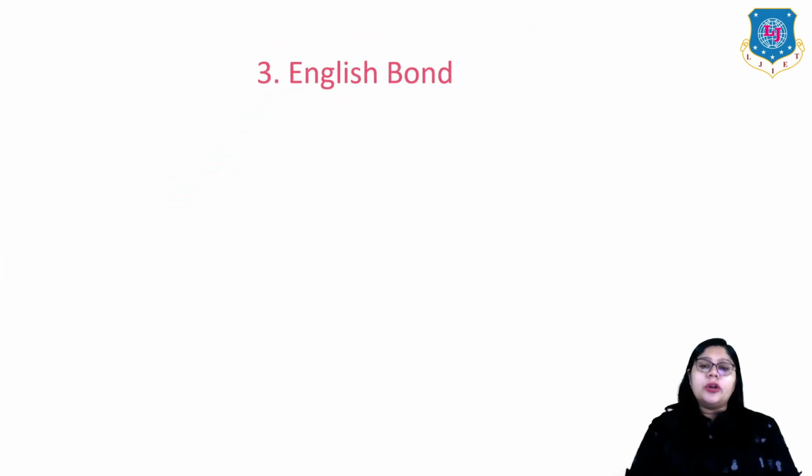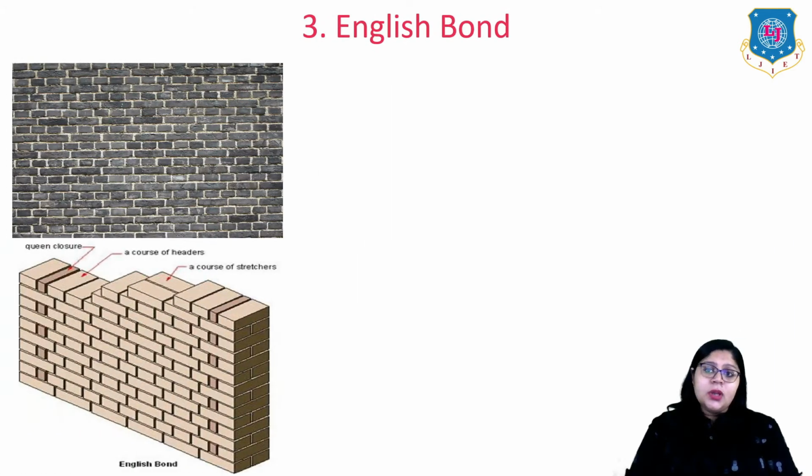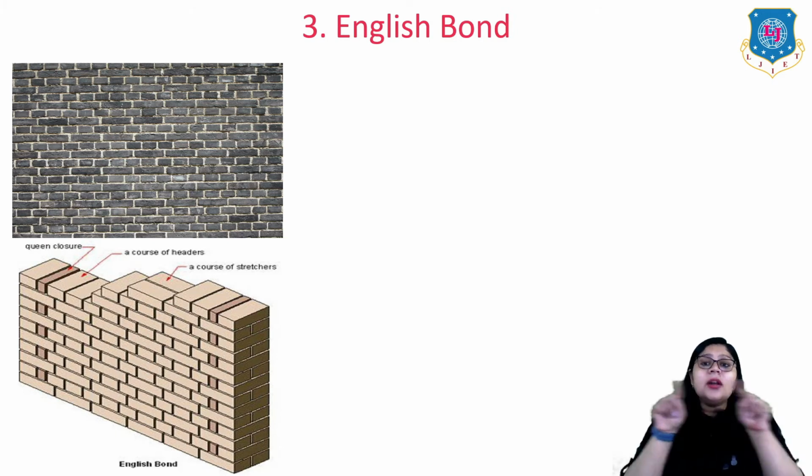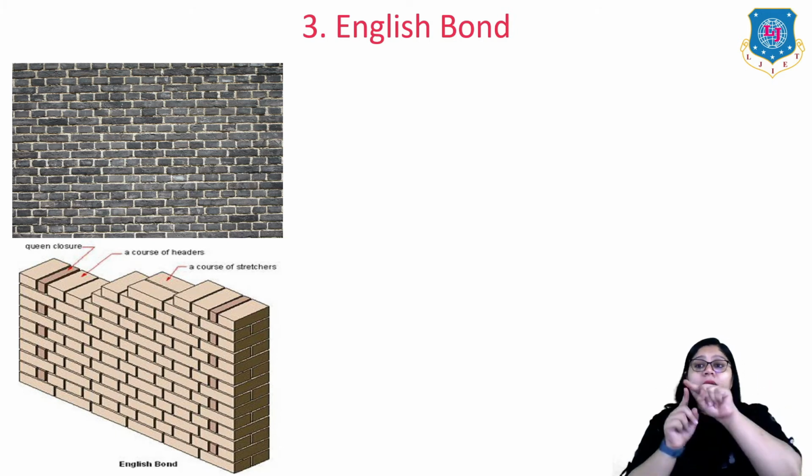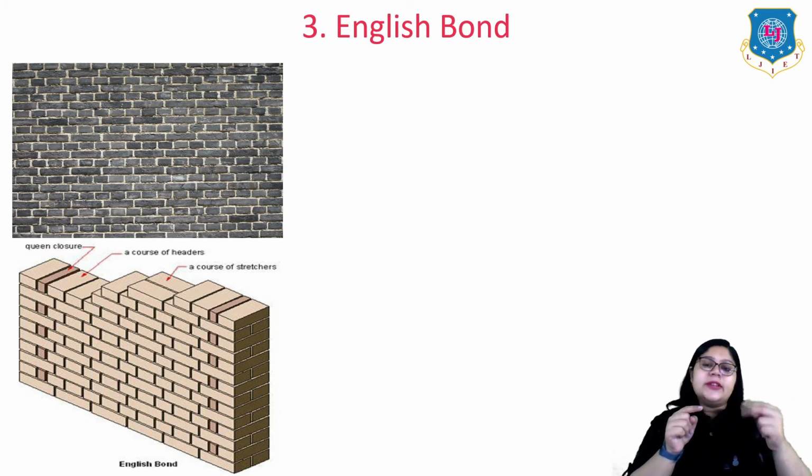Next is the English bond, the most important one. Here you can see an English bond, and the arrangement in a single layer is a stretcher course, and in the alternate layer only headers. It means alternate header and stretcher courses.